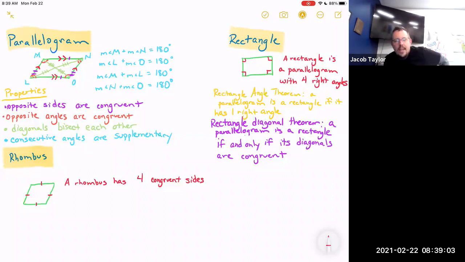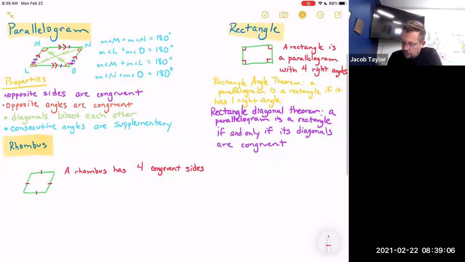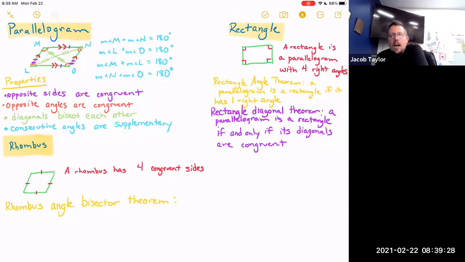Okay, so here's the theorem we're going to go for with the rhombus. It's called the rhombus angle bisector theorem. The rhombus angle bisector theorem is another way that you can identify a parallelogram as being a rhombus. A parallelogram is a rhombus if and only if its diagonals, both diagonals, bisect the angles.